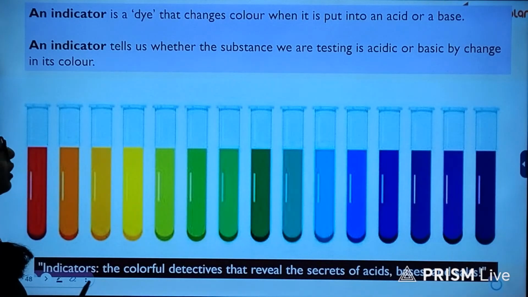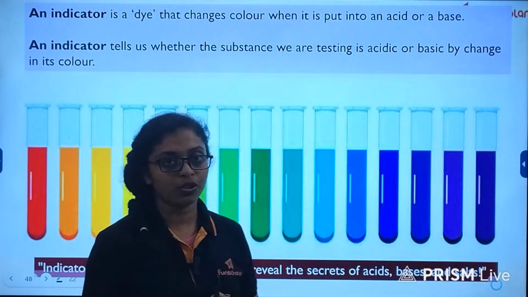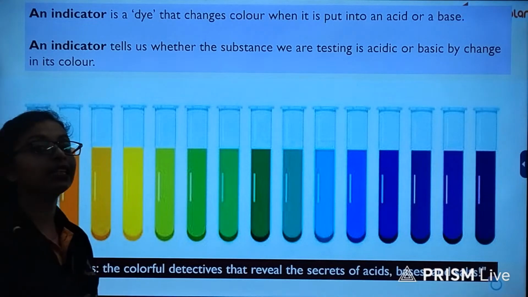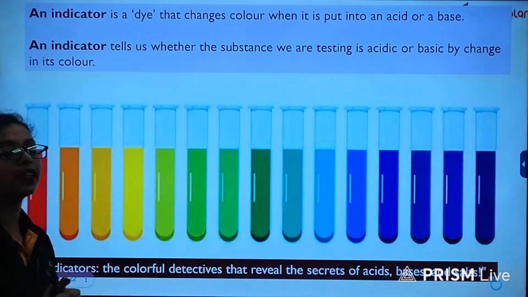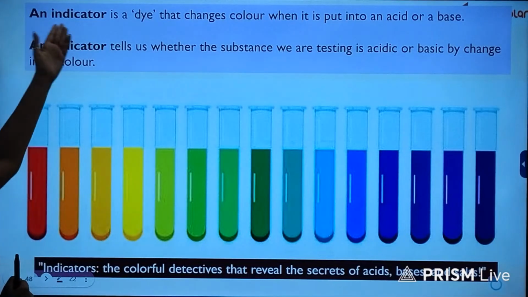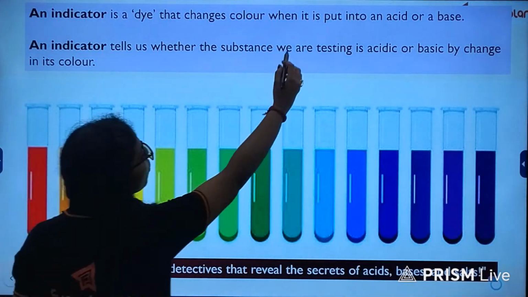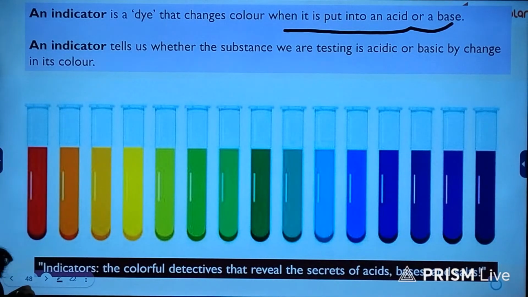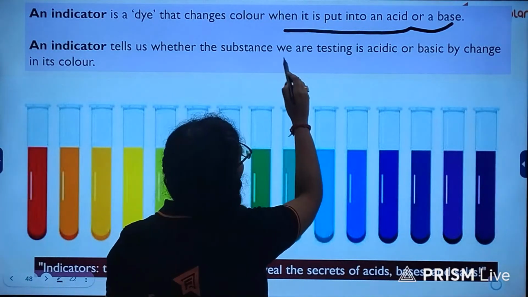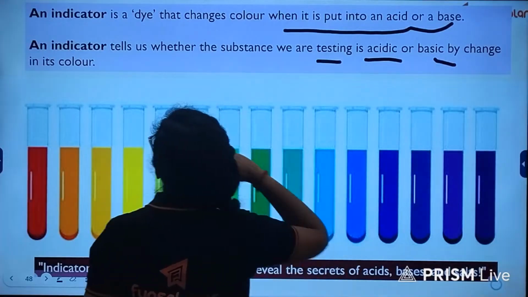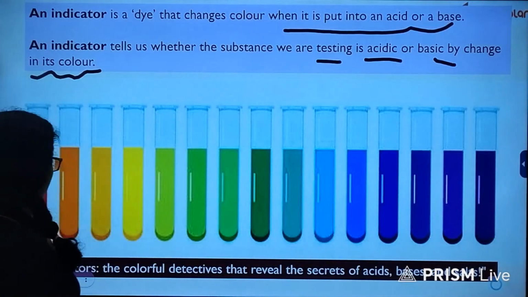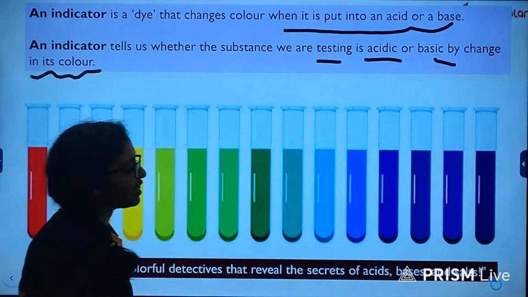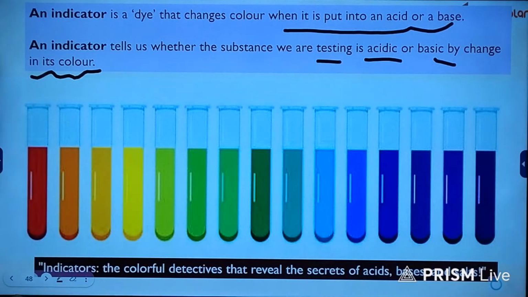Here we got to know, in the first video that we watched, this term indicator came, and I also mentioned the litmus paper, which I said is a popular indicator. An indicator is a dye that changes color when it is put into an acid or a base. An indicator tells us whether the substance we are testing is acidic or basic by changing its color. Indicators, the colorful detectives that reveal the secrets of acids, bases and salts. Again, a very poetic line, right?